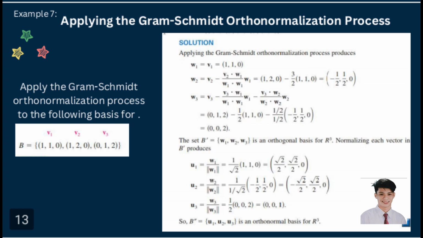So, sa U sub 2 naman natin, is equal to W sub 2 over the norm of W sub 2 is equals to 1 over square root of 1 half. So, ganun lang ulit. Ipagtatimes lang natin. Ang makukuha natin sagot dyan is negative square root of 2 over 2, tsaka square root of 2 over 2. So, yung isa, negative. Yung isa, positive. So, masasabi na the second prime of B is equal to U sub 1 and U sub 2 is an orthonormal basis for R2.